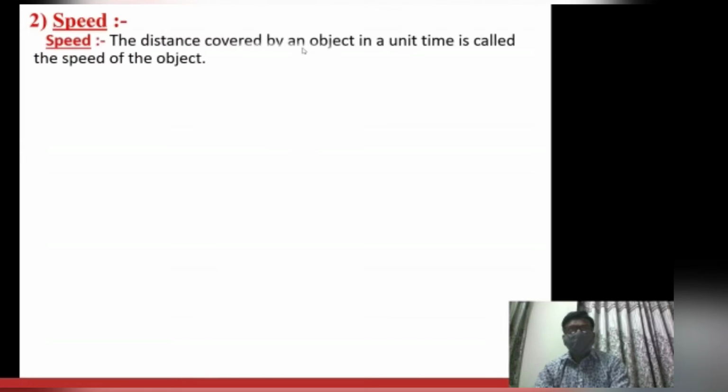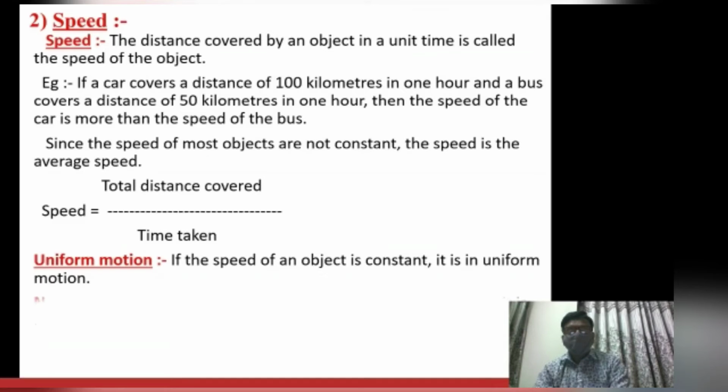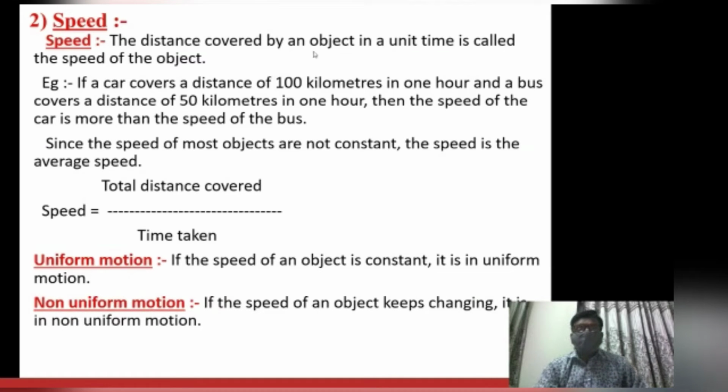Now we will discuss speed. Speed, the distance covered by an object in a unit time, is called the speed of the object. If a car covers a distance of 100 kilometers in 1 hour and a bus covers a distance of 50 kilometers in 1 hour, which will have more speed? Speed of car is more than the speed of bus. So speed is an average quantity. The formula of speed is total distance covered upon total time taken.